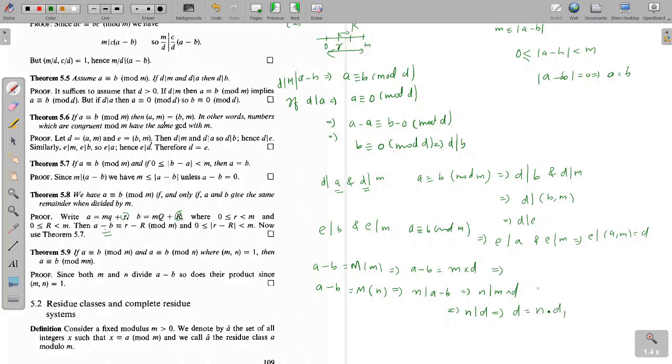From this you can write A minus B is equal to M times N times D1. So this implies Mn divides A minus B. So you can get A is congruent to B mod Mn. So these are the elementary theorems in the first part. Now in the next lecture we will move on to residue classes and complete residue system.